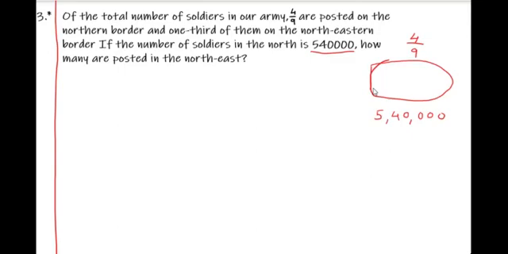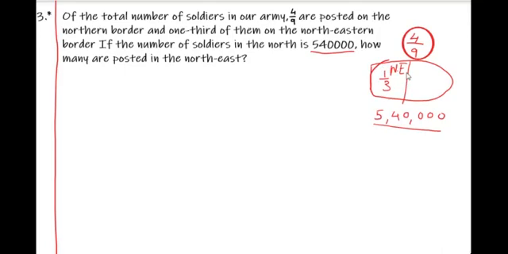Northern part means this only, no? Yes or no? These are northern soldiers only and this is also the northern part. But from them 1/3 are placed in the northeast. Then they are asking how many soldiers are posted at the northeast. Did you understand here? From the total number of soldiers present in our army, 4 upon 9 are posted on the northern border. 1/3 means 1 upon 3 are posted on the northeast border.